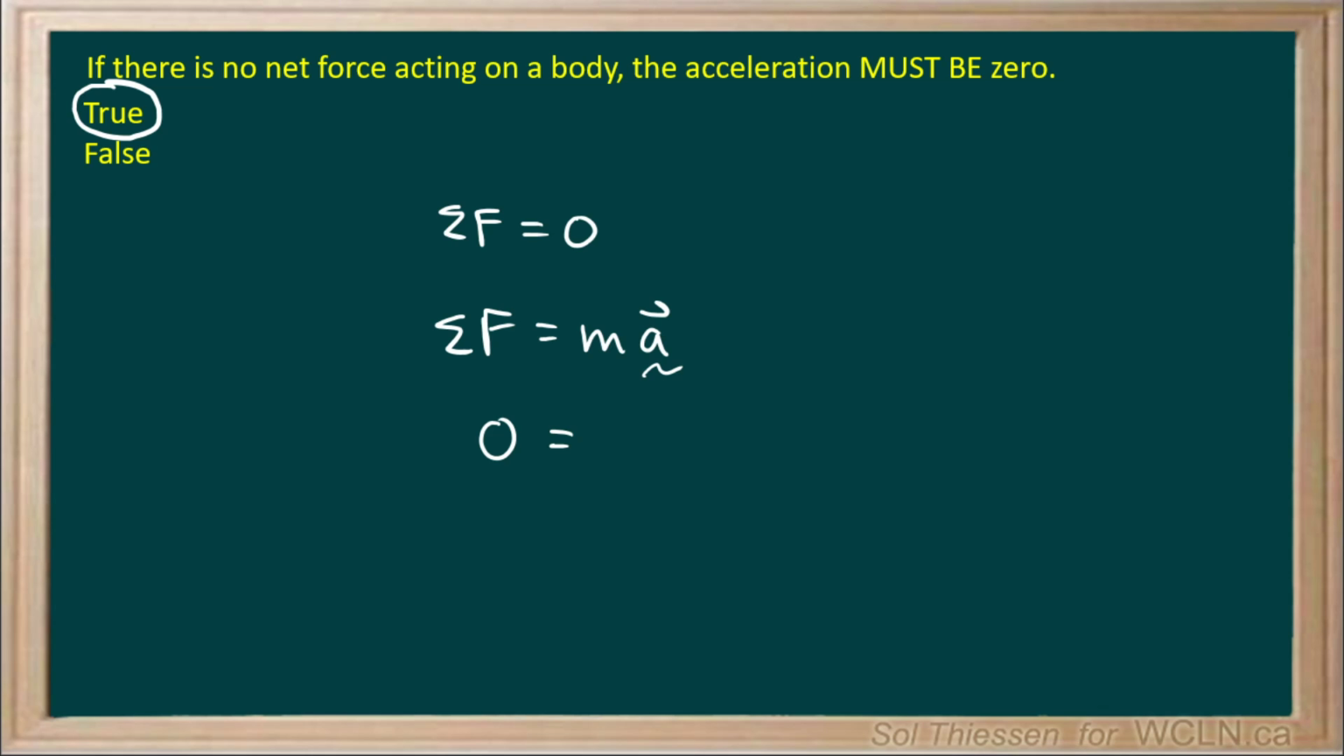Another way to think of that is that if no net force acts on a body, then it will not experience any change in its motion. And that's from Newton's first law. Objects at rest or objects in motion tend to stay at rest or in motion as long as no net force acts on them. So if no net force is acting on a body, then it cannot experience any change in its motion. In other words, it cannot experience any acceleration.